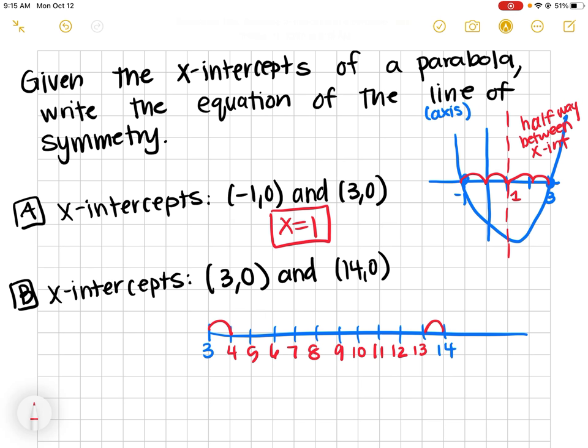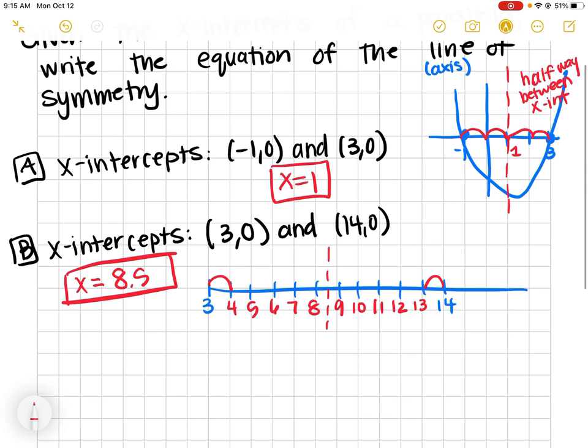You'll notice this time the axis of symmetry is in between. So in this case, x is halfway between 8 and 9, so 8.5. Another way to think about these is you can just do the average. So 3 plus 14 divided by 2 is the same as 17 divided by 2, which is 8.5. So your x value for the axis of symmetry will be the average of those two.